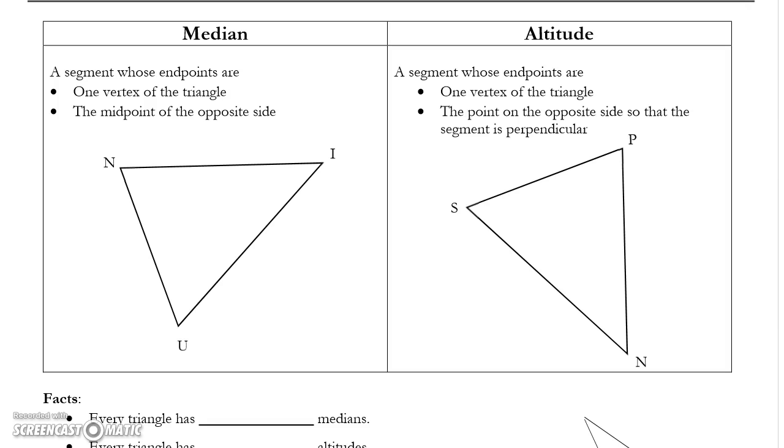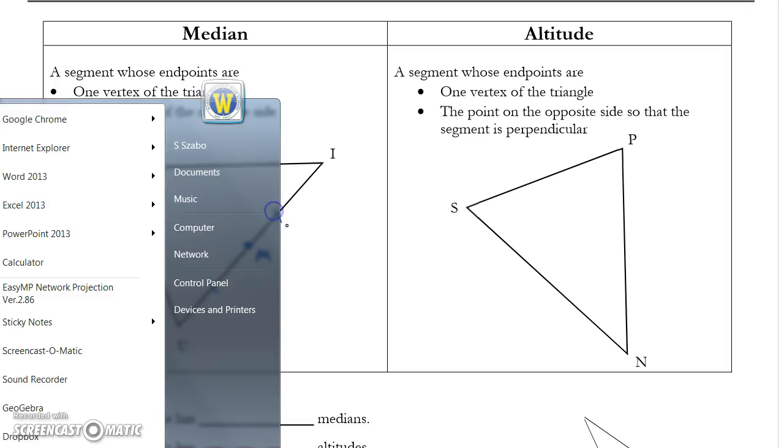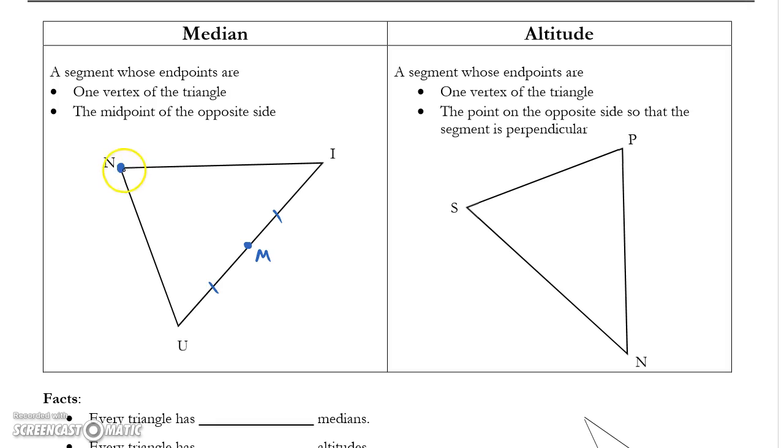A median is a segment. It's not a line, it's not a ray, it's a segment. And the endpoints of the segment are the vertex of a triangle, so, for example, N, and the midpoint of the side opposite. Opposite N is segment IU. If I had M as the midpoint of that segment, then I could say segment NM is a median.